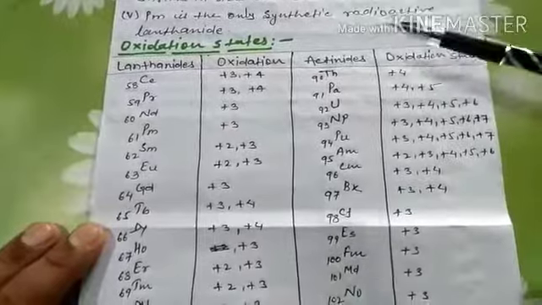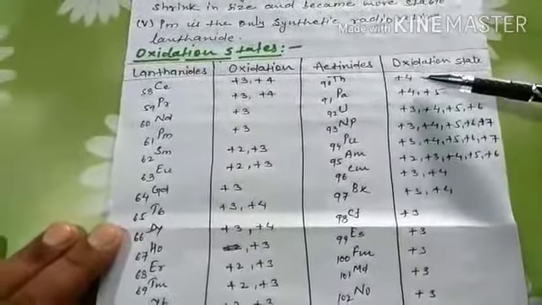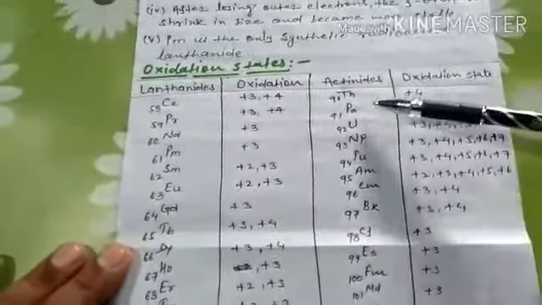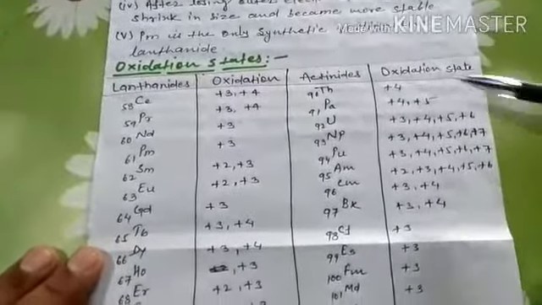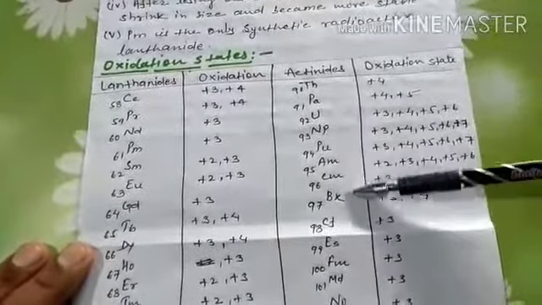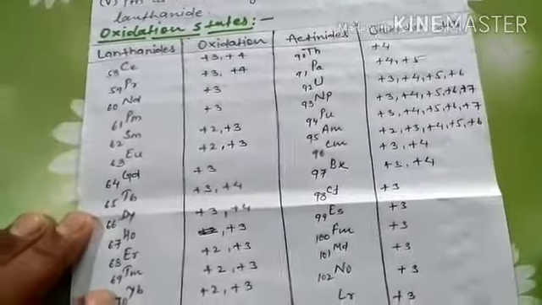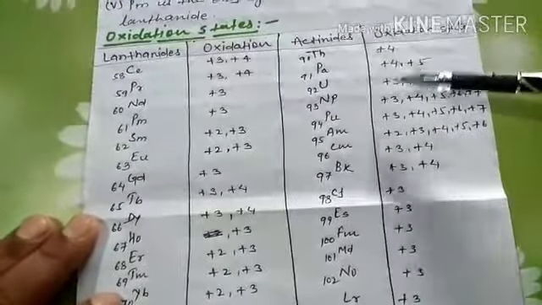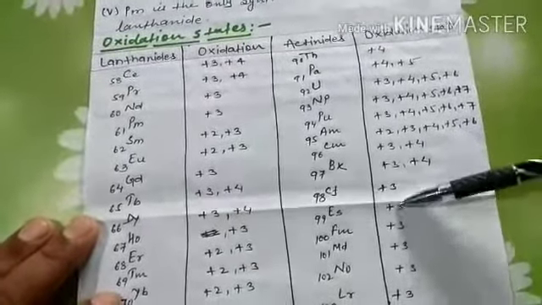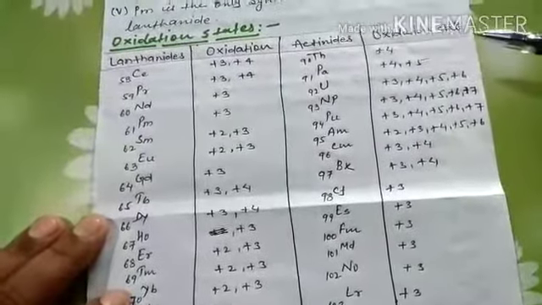But oxidation state of actinides is +4 for Th, +4 and +5 for Pa, +3 to +6 for U, and in this way for all the actinide series. So here in actinides we cannot say that +3 oxidation state is common for all.